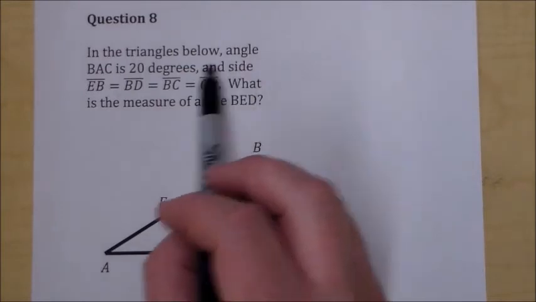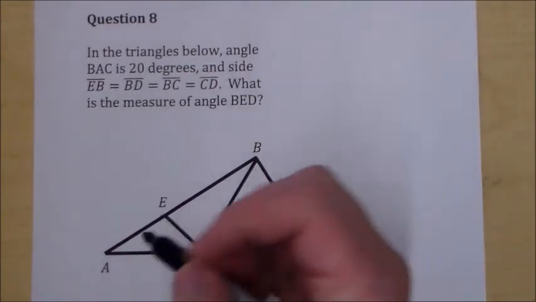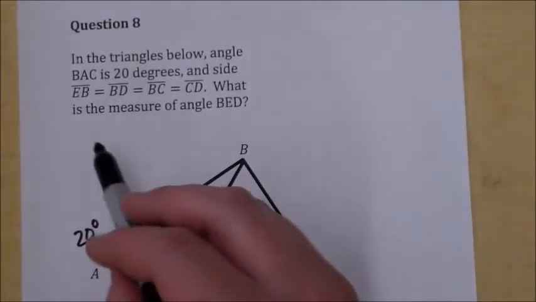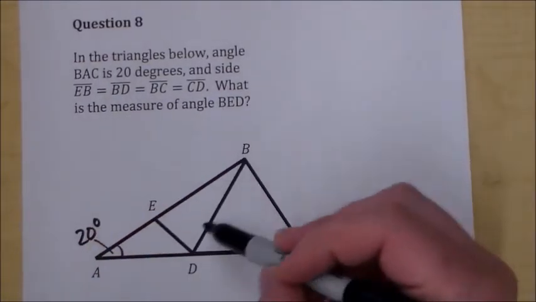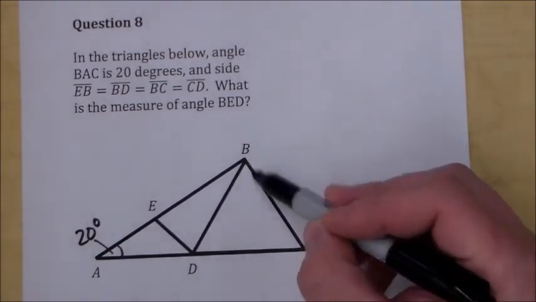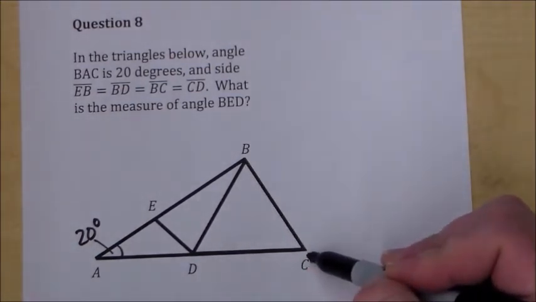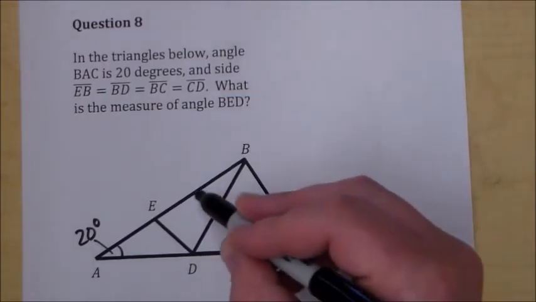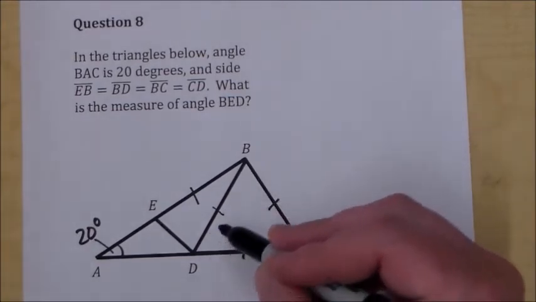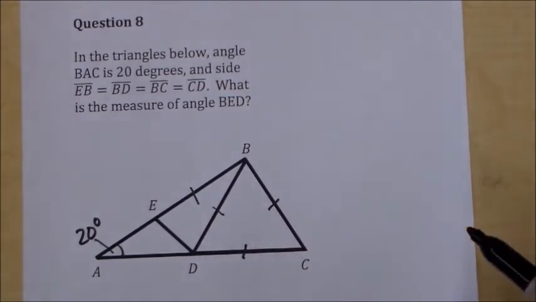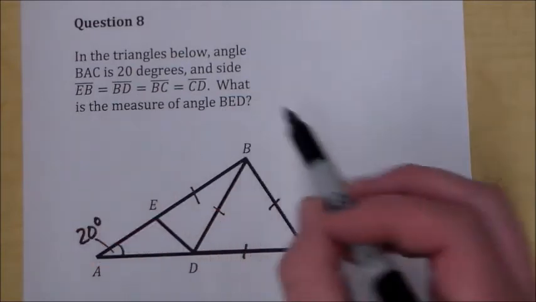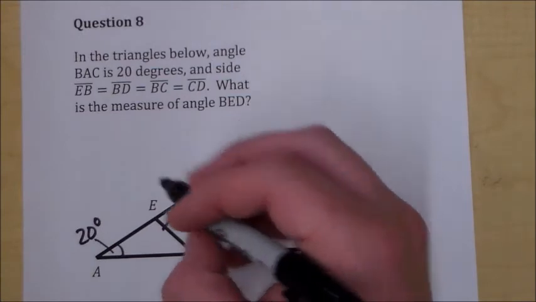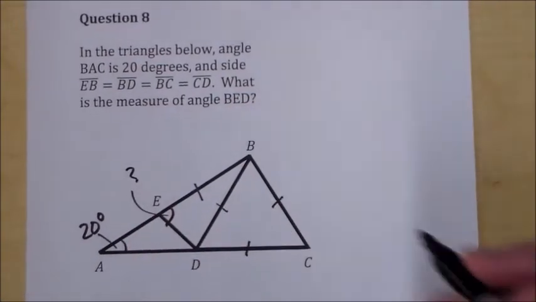In the triangle below, angle BAC is 20 degrees. Okay, so this guy's 20. And side EB equals BD equals BC equals CD. Oh, wait a second. This guy equals this guy equals this guy? That means that's an equilateral triangle. BDC is an equilateral triangle. Okay, what's my question? What is the measure of angle BED? BED. So that's the angle we're looking for. And we're like, how do we do that?